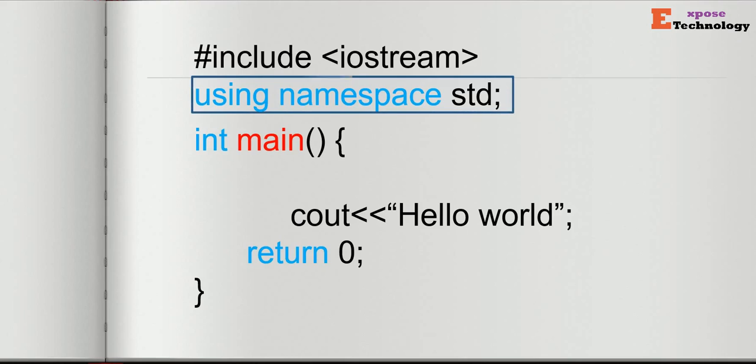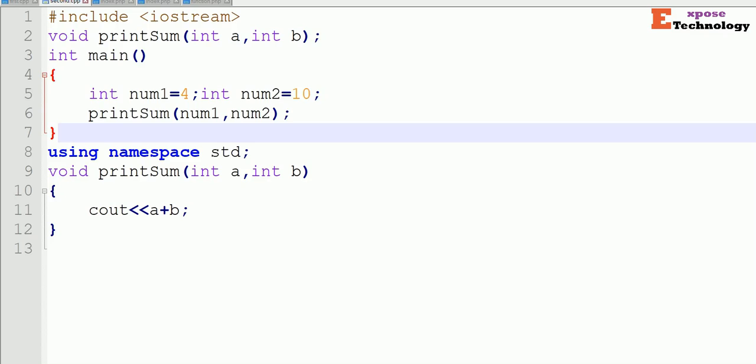If you don't want to use std as a prefix before cout, you must include the line using namespace std before using the cout object. It isn't necessary to include using namespace std at the top of the main function. You can include this line anywhere before you want to use cout. So here I have an example. Here I have declared two functions, print sum and main. The main is the entry point where our application will start, and print sum is a function that takes two parameters, integer a and integer b, and simply couts their sum.